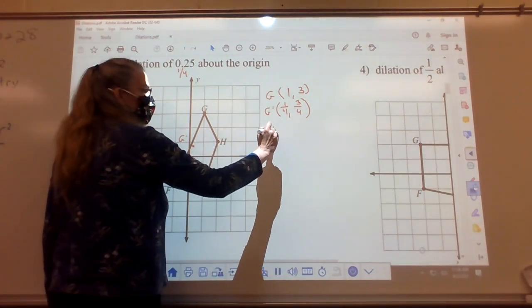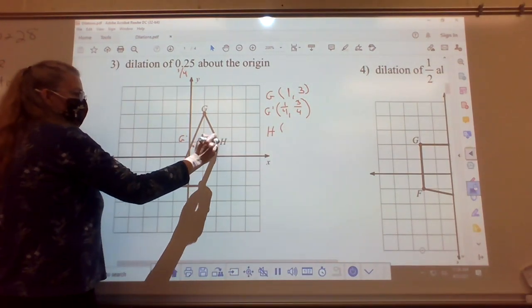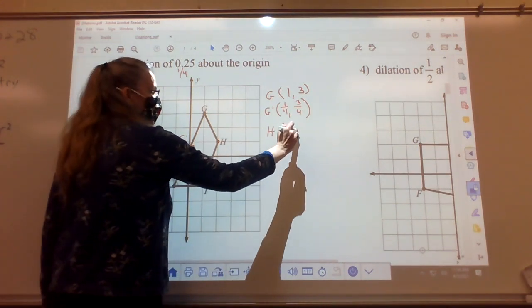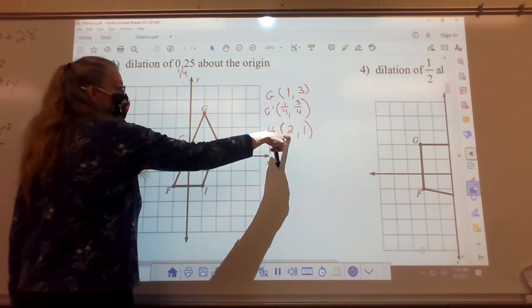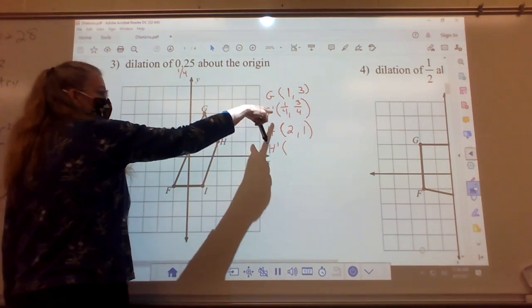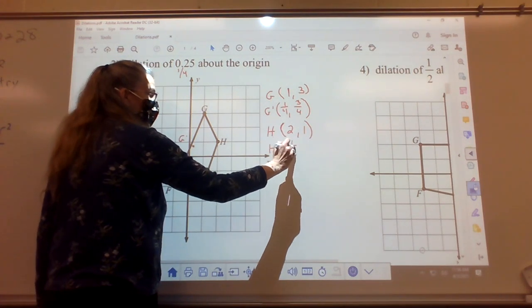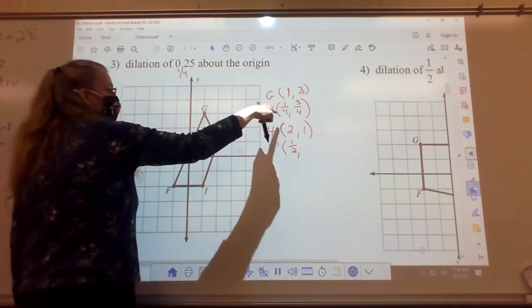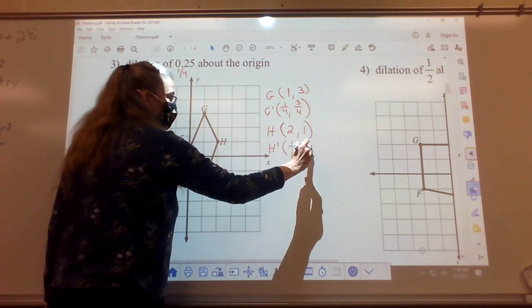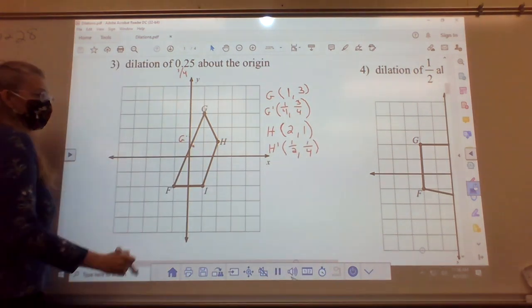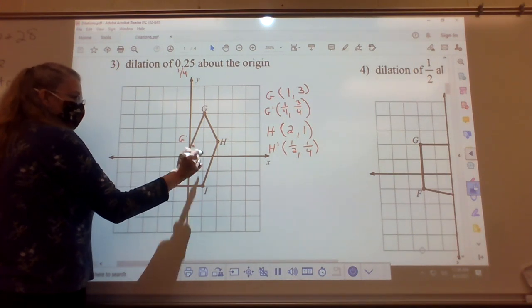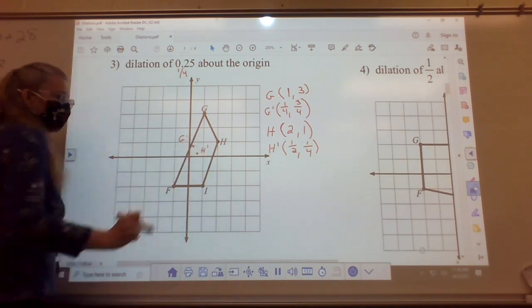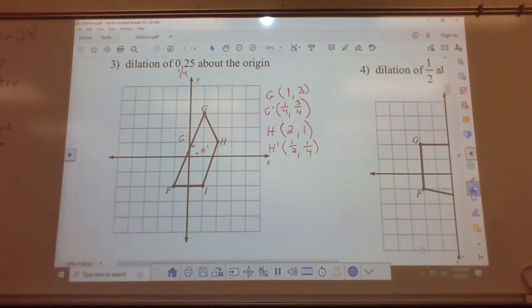Now H, (2, 1). My new H, now a fourth of 2 is a half. A fourth of 1 is a fourth again. So again, it's really close to the middle. Half, fourth. So it's like right here. Right about there. That's my new H. So like I said, this one gets really small. It's kind of hard to graph there in the middle.